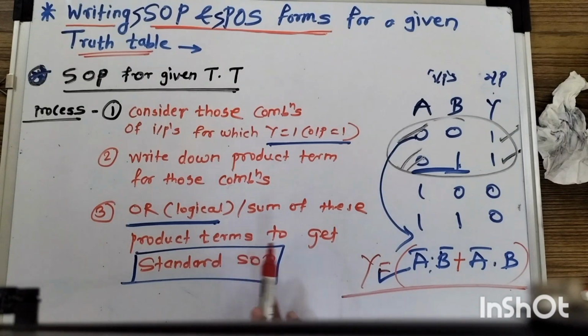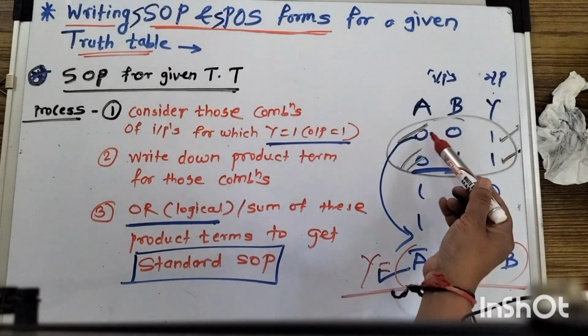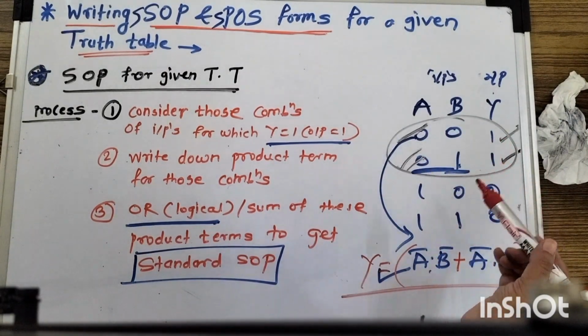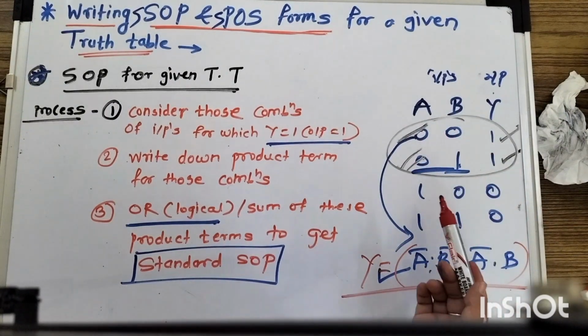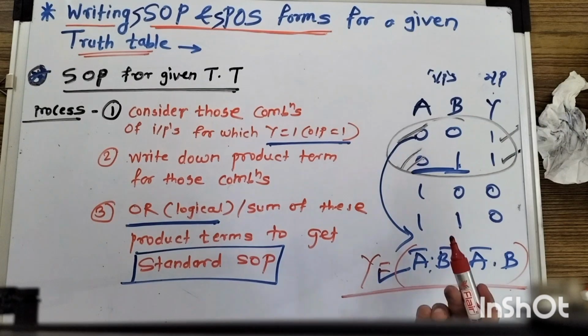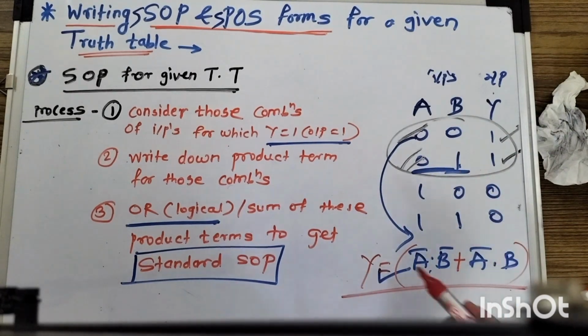That means first, consider only those input combinations for which the output is 1. Second step, write down the product term for each combination. And third, do the logical OR operation on these product terms, or just sum these product terms. So this is your standard SOP form. Okay, so the procedure is very simple. I hope you understood the procedure. Now we'll see the example.